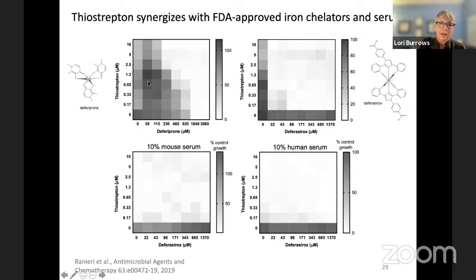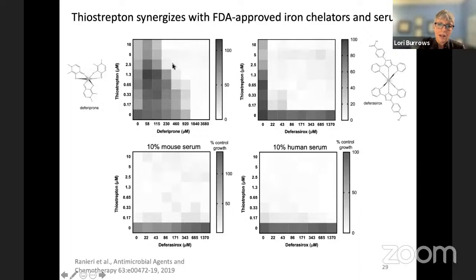So these pictures that I'm showing you are called checkerboard assays, and they have two different drugs on the two different axes, right? Thiostrepton is on the y-axis, and deferiprone or deferasirox, which are iron chelators, are on the x-axis. Individually, they don't do a ton to the bacteria. Deferiprone will stop Pseudomonas from growing at very high concentrations, but at lower concentrations doesn't do anything. And Thiostrepton is not a great drug on its own.